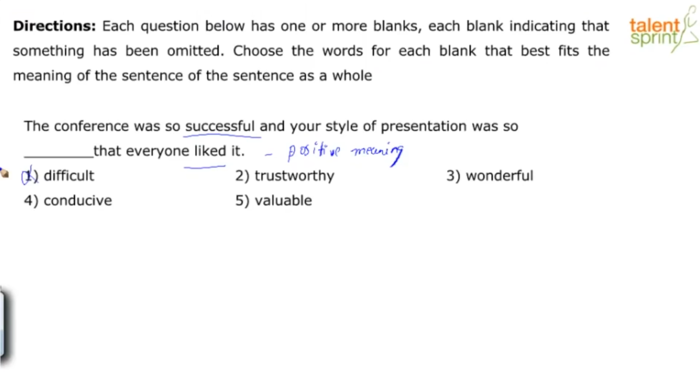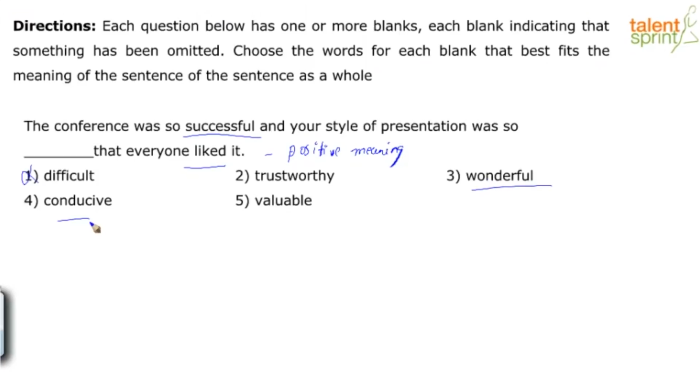If you look at the context, we are not talking about any particular trait or characteristic of a person, right? So trustworthy is not the most effective word in the context. Wonderful. Yes, it simply talks about why the conference was successful: because of its style of presentation, everyone liked it. So it's as simple as saying wonderful, meaning it was great, very good, excellent. Those are the adjectives I can quickly relate wonderful to. They are referring to how good the style of presentation was, and because everyone liked it, the conference was successful.